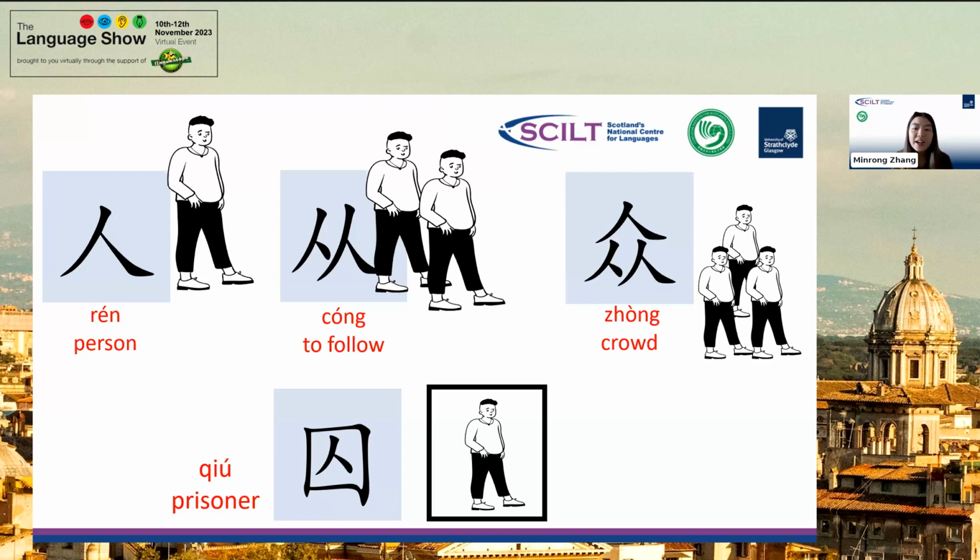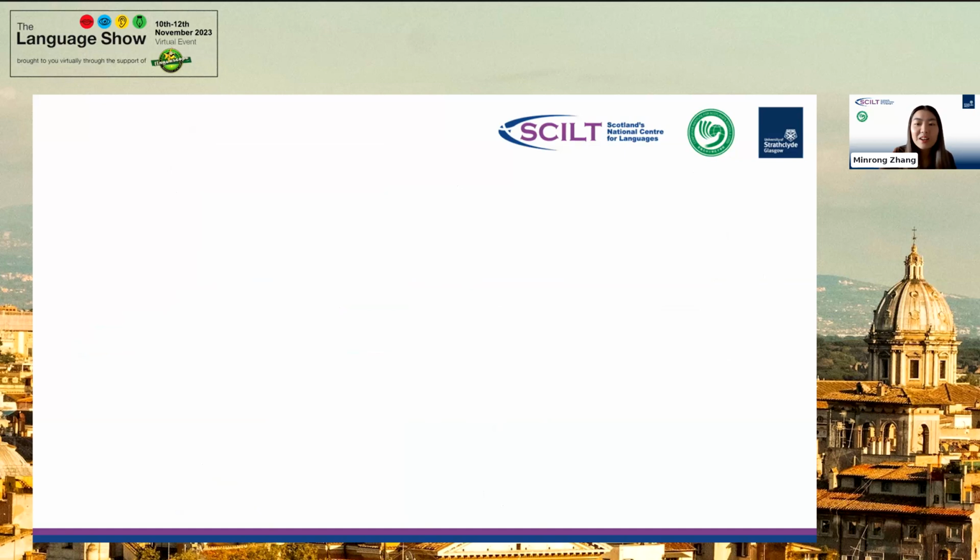So Chinese characters are built part by part, and there are a lot of characters that can stand alone. For example, 人 for person, and some are built from left to right. For example, 从 to follow. Some are built from top to bottom, like crowd. And some are written outside in, like prisoner. Okay. So now let's have a look at more examples.